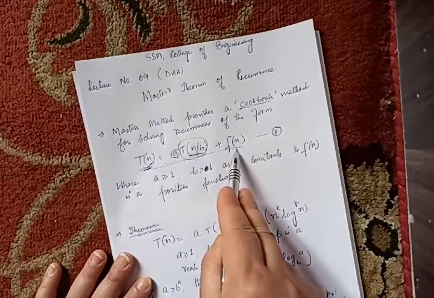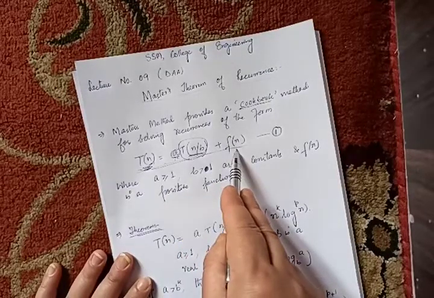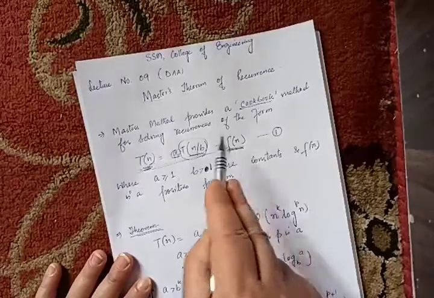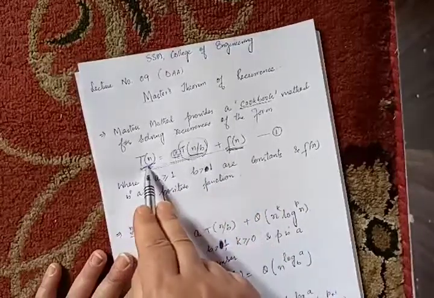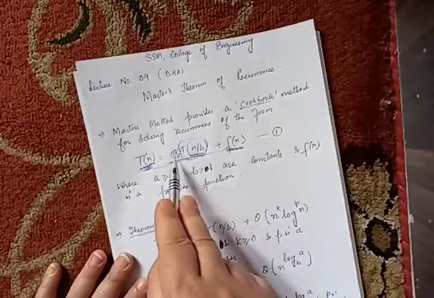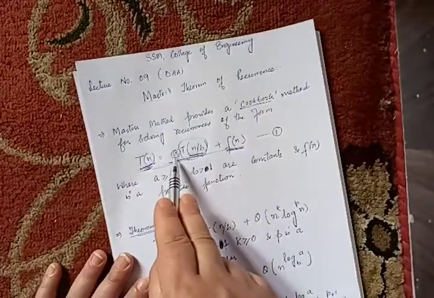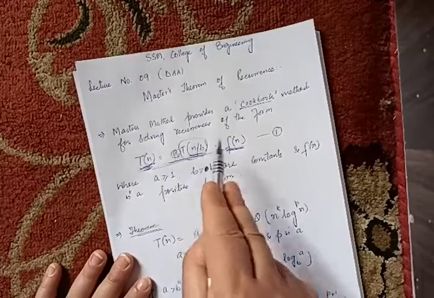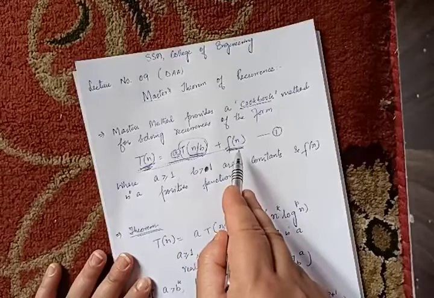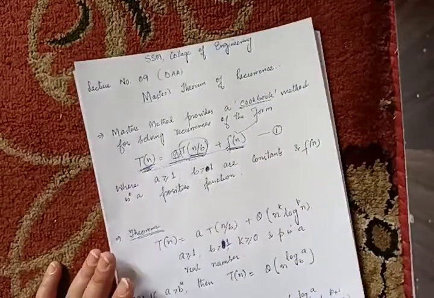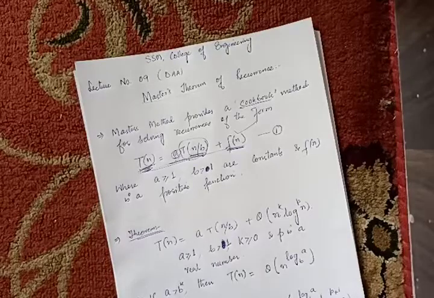The function f(n) captures the cost of dividing the problem and combining the results of the subproblems. How much time this bigger problem will take to subdivide into subproblems of size n/b, and then combining the solutions of the subproblems, that is held in this function f(n). This was about the Master's theorem.